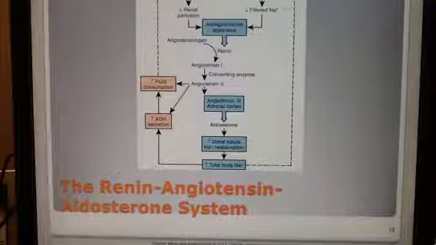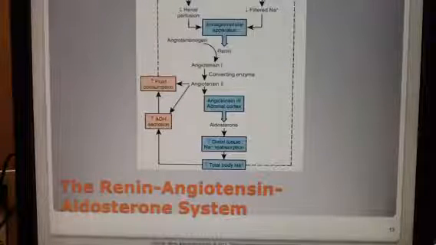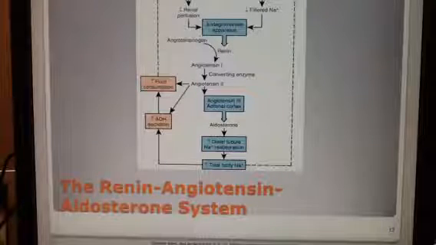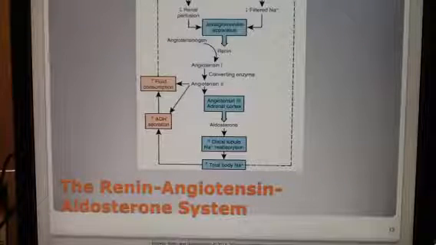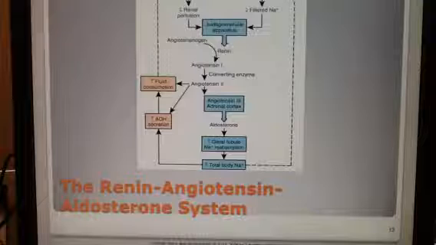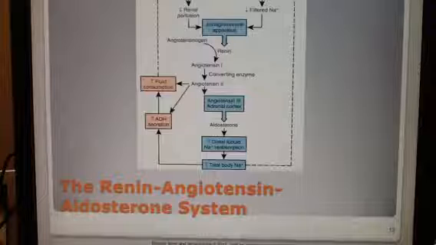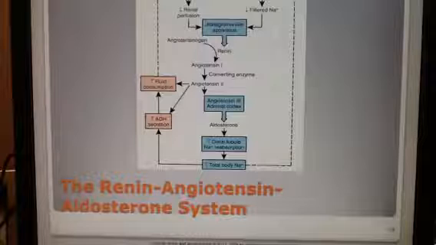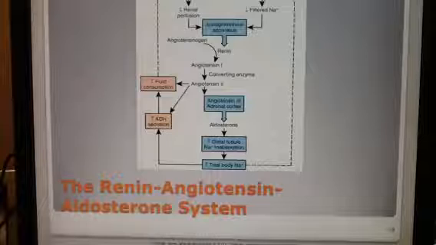What it is, when the kidneys sense that the body's volume is low, they produce what's called renin. Renin then mixes with angiotensinogen to make angiotensin 1. Then we have a converting enzyme that makes it into angiotensin 2, and then those are converted into aldosterone, which helps the body to maintain or reabsorb water and sodium, bringing our volume back up, which brings our sodium level back up.